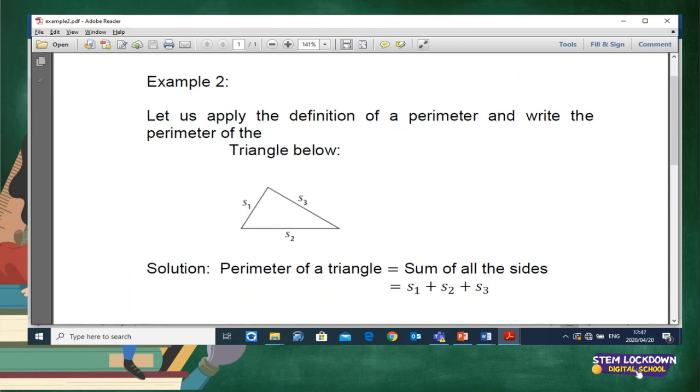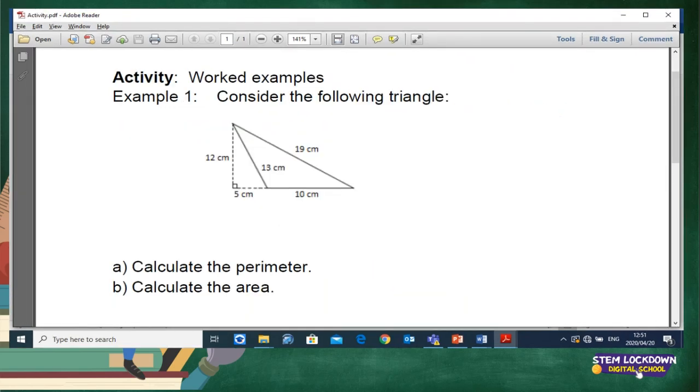Then we are now moving to the core function of today's lesson, where we are going to use the area of a triangle. Now look at this example 1. Consider the following triangle. Calculate the perimeter, that's the first thing. Secondly, calculate the area. Now you can see you are given a base, which is 10 centimeters. You are also given a perpendicular height, which is 12 centimeters. You also have other sides.